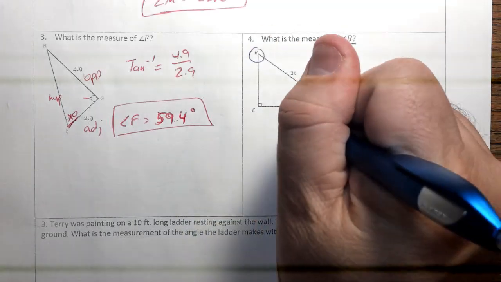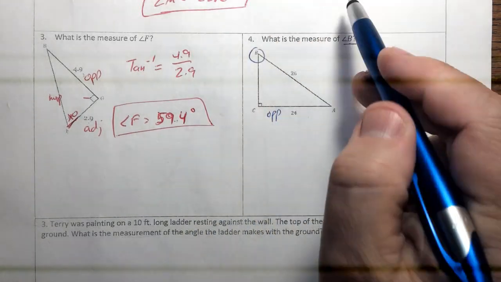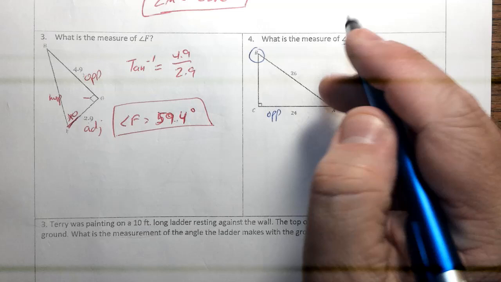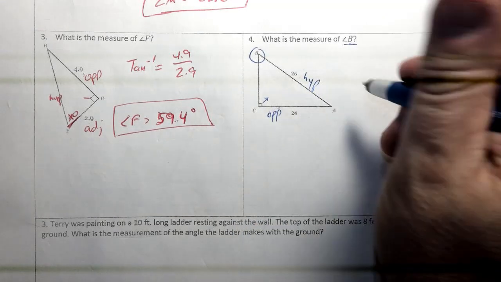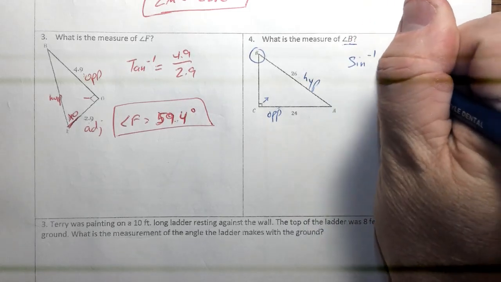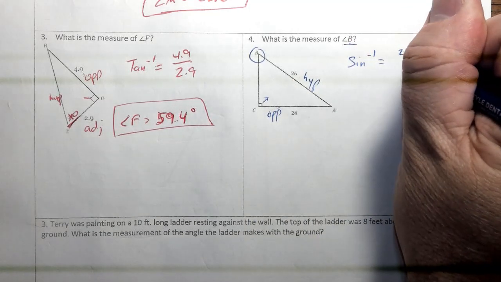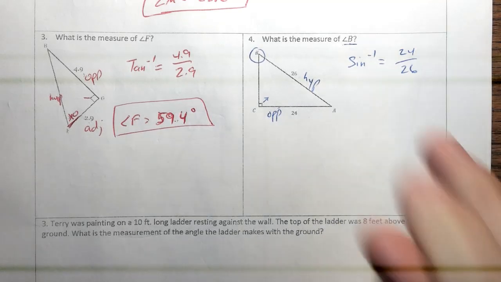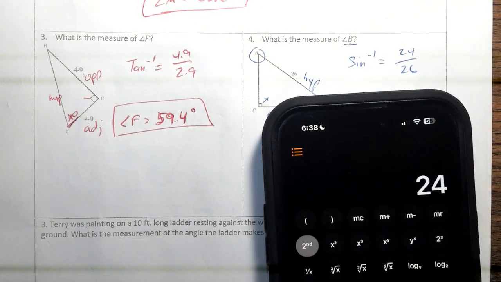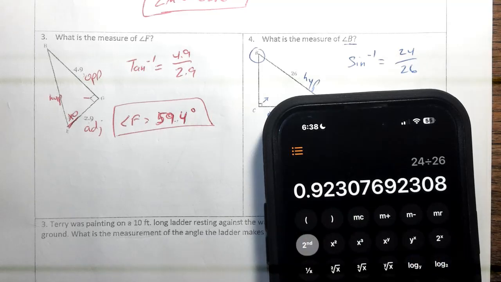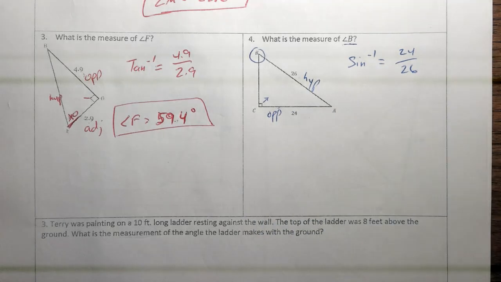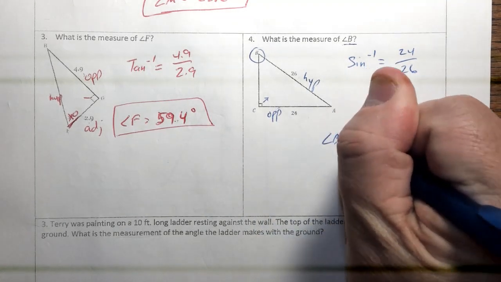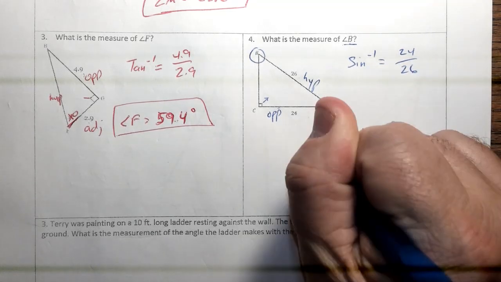So B's on top. 24 down here is our opposite. So these numbers look similar. And then 26 is our hypotenuse. So we have an opposite and hypotenuse, so we can use inverse sine. And the opposite is 24, and the hypotenuse is 26. So 24 divided by 26, same 0.93, just like it was up there. And this time, though, we're using the inverse of sine. Hitting enter, we have a 67.4 degree angle B, 67.4 degrees.